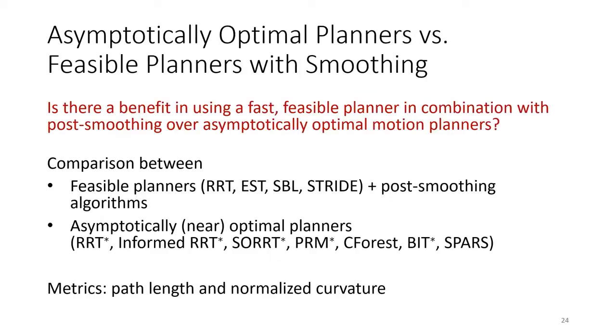BenchMR allows us to use different combinations of feasible motion planners and post-smoothing algorithms. Such combinations have rarely been thoroughly evaluated and compared against asymptotically optimal planners. In this experiment, we show such a comparison and analyze the performance of those two classes of algorithms in terms of path length and normalized curvature. The comparison is performed using the Reeds-Shepp extend function.